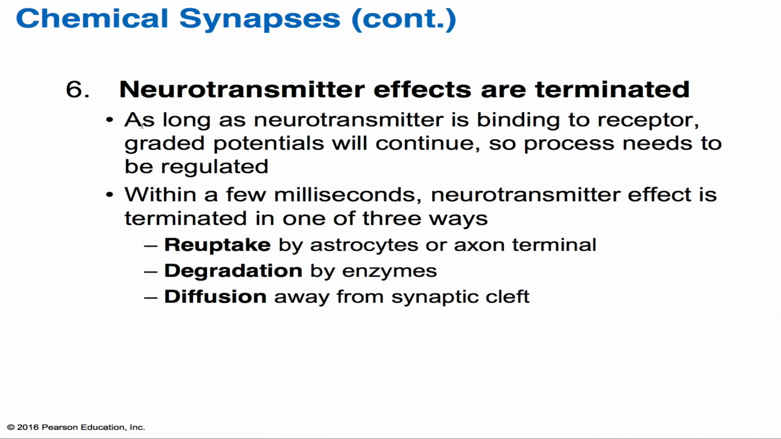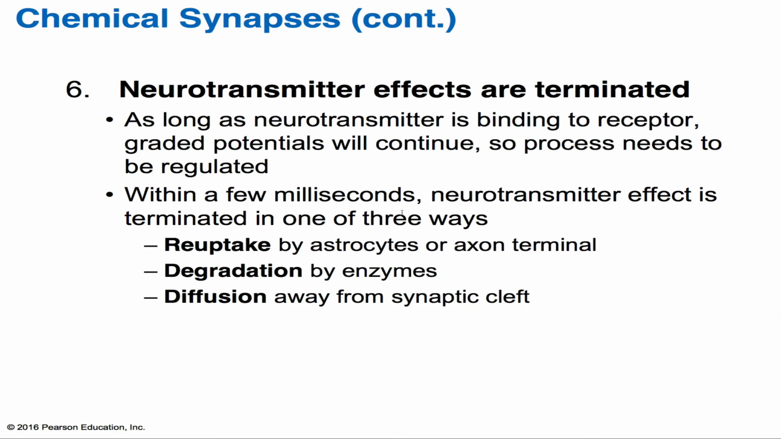In the sixth step, the neurotransmitter's effects are terminated. As long as the neurotransmitter is bound to the postsynaptic receptors, the graded potentials will continue. In addition to that, it's going to affect the permeability and block the reception of additional signals from the presynaptic neurons. And it's for this reason the process needs to be regulated.